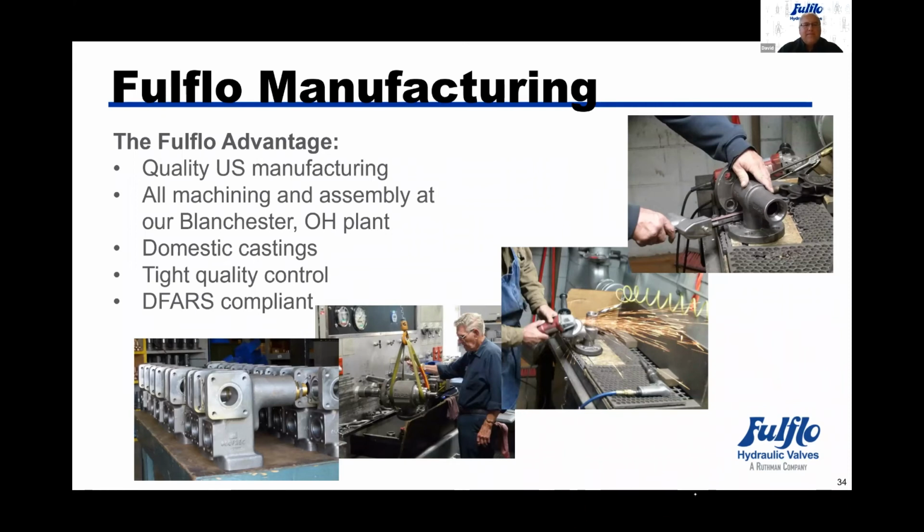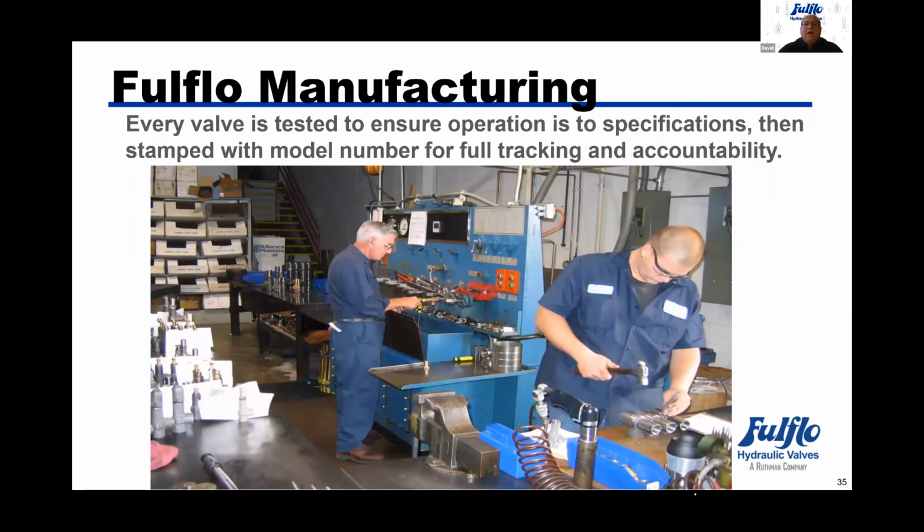Manufacturing at Fulflo, every valve is tested to ensure the operation. Once the valve is assembled, it is stamped and then tested. As you see here, the guy on the right is stamping the valve model number. That model number is located on the back of the valve. Once that is accomplished, the orders are set and ready for testing, ready to be shipped and out the door to the customer.